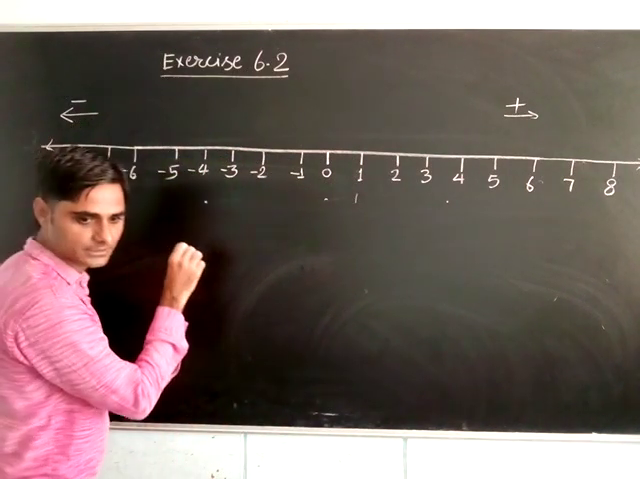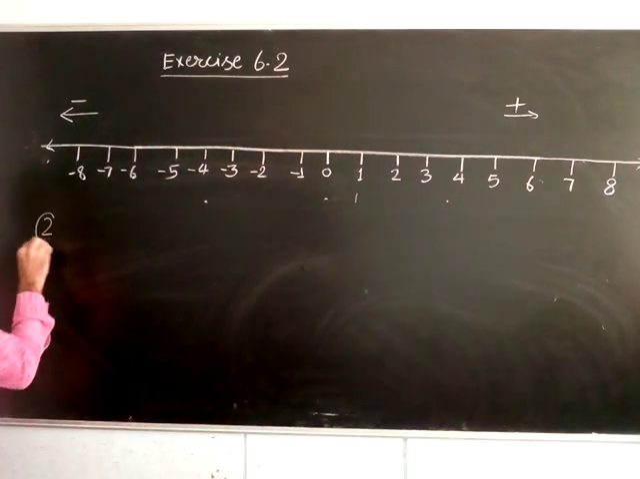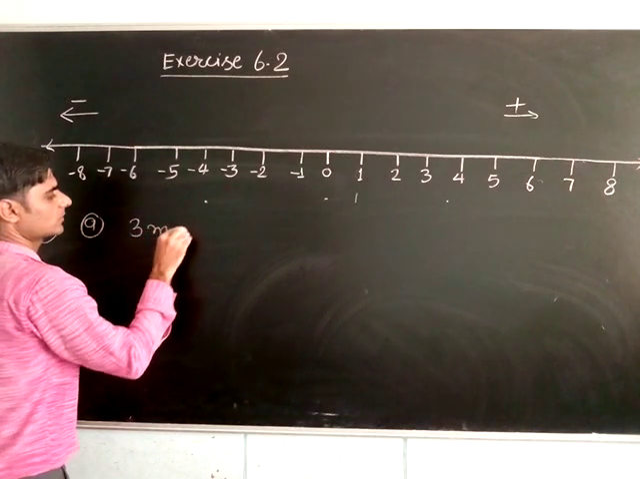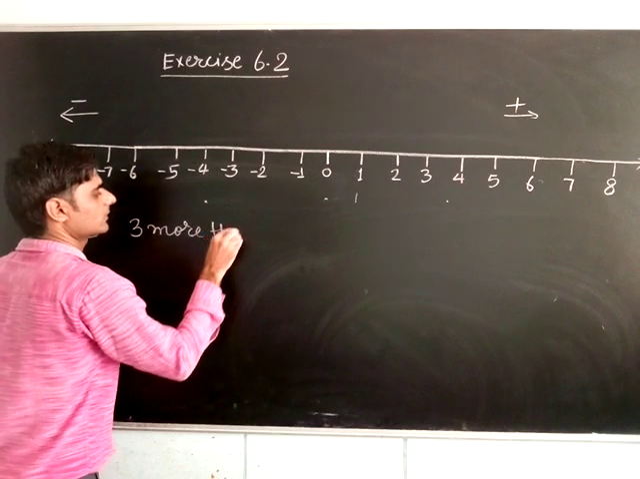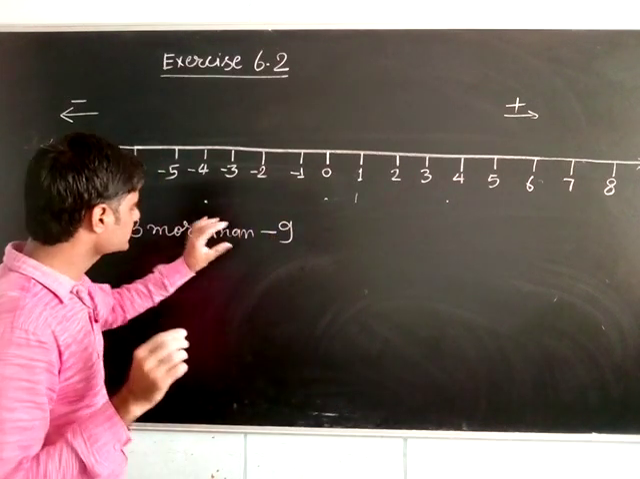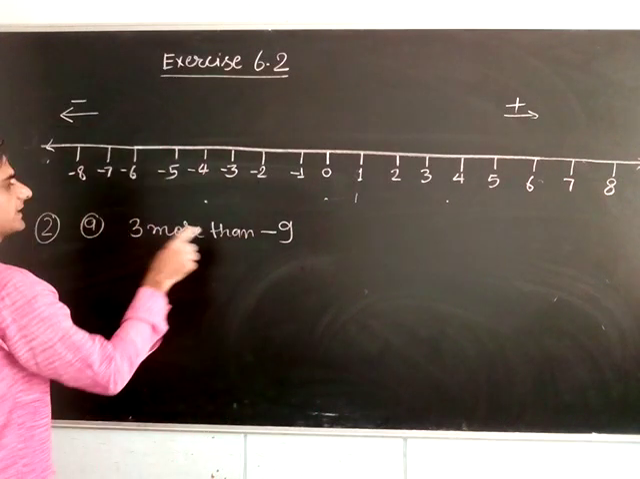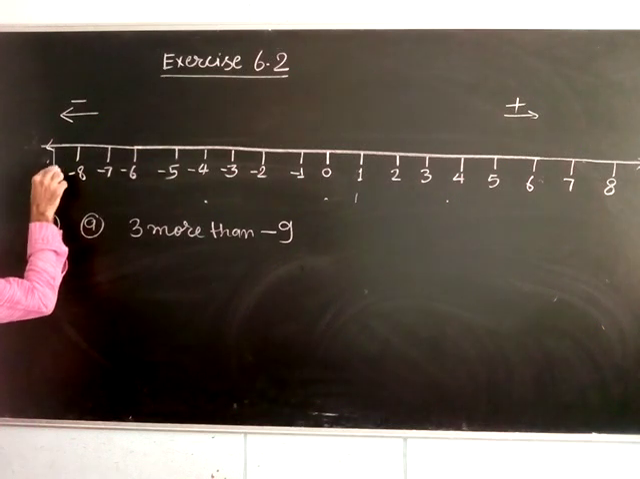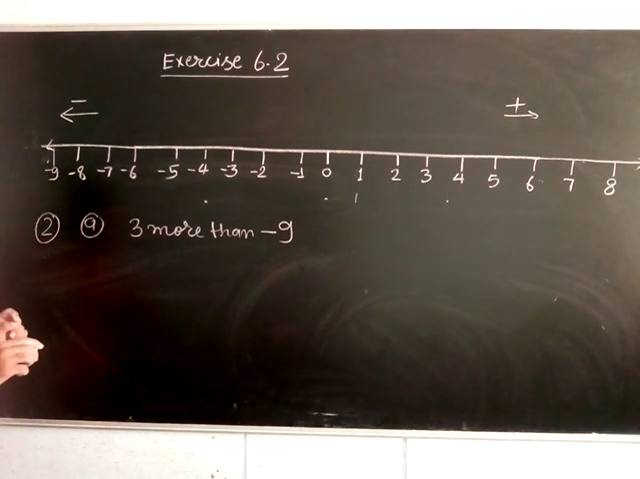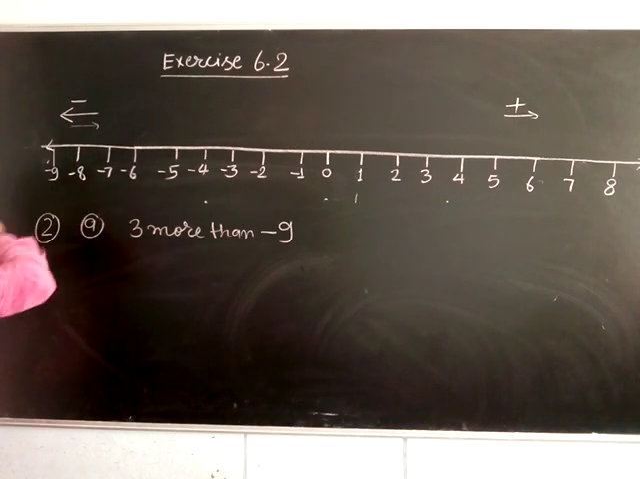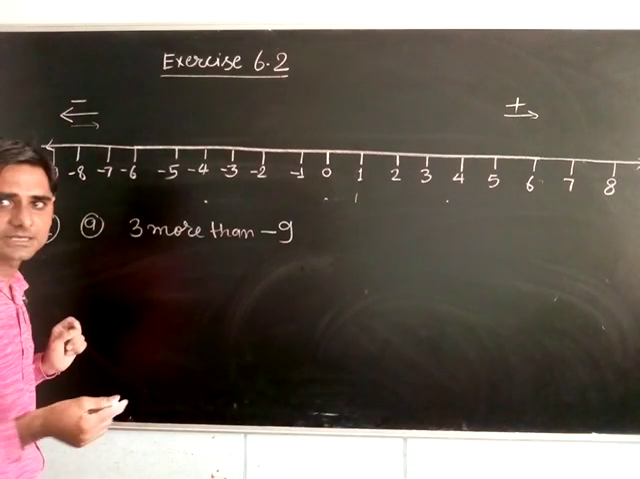This is question number 2. In this one, A is there. 3 more than minus 9. More means positive. First come on minus 9. देखो minus 9 कहाँ है? Minus 9, it will come across here. This one is minus 9, right? 3 more. Whenever given more, we will go in the positive side. If less is given, we will come on the negative side.